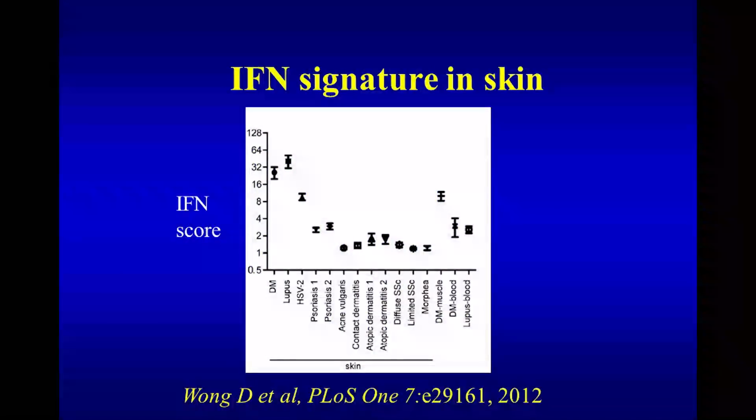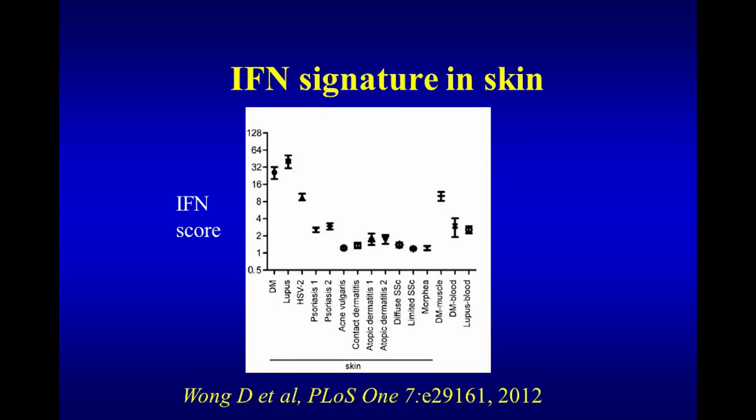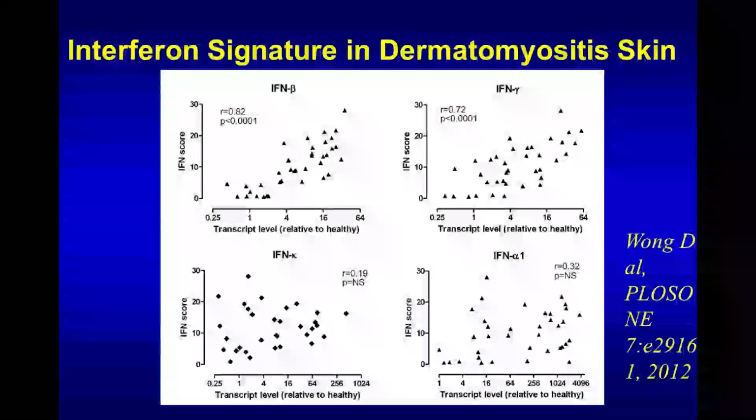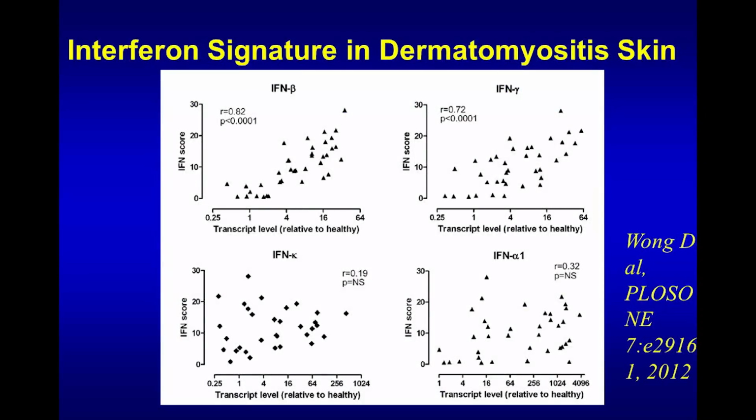So that brings me to talking a little bit about the interferon signature, which we know is increased in dermatomyositis. You can see, along with lupus, that interferon is very important. If you look at which interferon, unlike in lupus where it seems to be more interferon alpha, this one is more interferon beta. And you can appreciate that the interferon beta, the actual transcript level correlates with the interferon score.